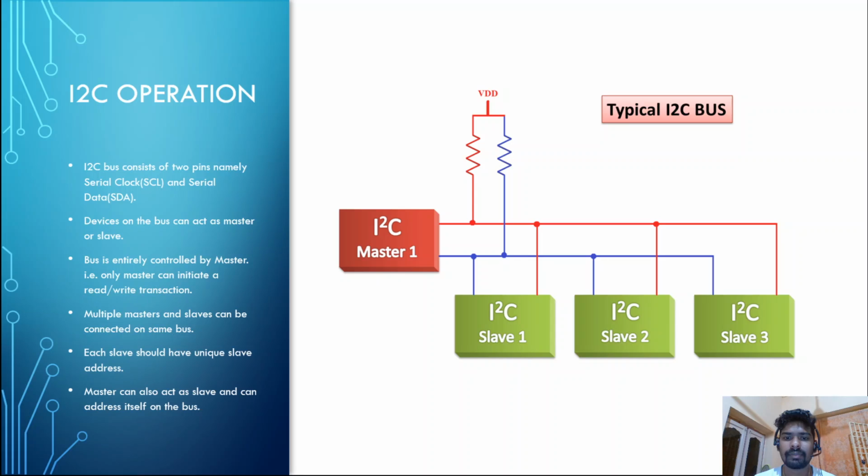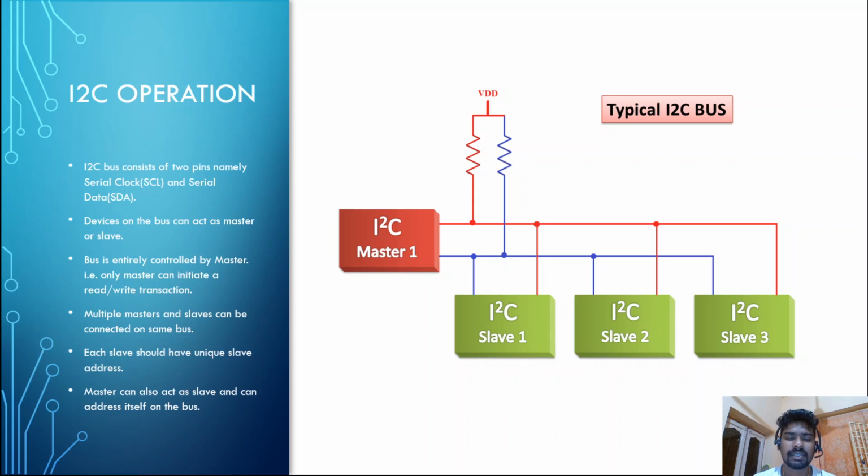The I2C bus consists of two lines, namely serial clock, which is also known as SCL, and serial data, known as SDA. There will be pull-up resistors connected to these lines, and a device on the bus can act as a master or slave or both. And the bus is entirely controlled by the master. That means only the master can initiate a transfer between the devices.